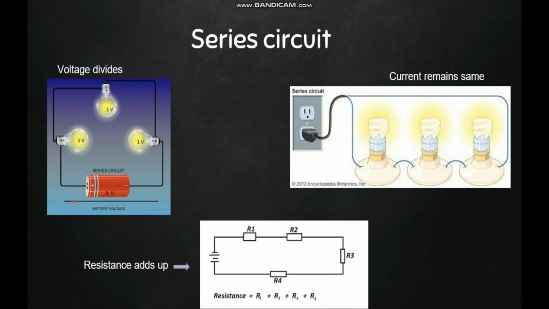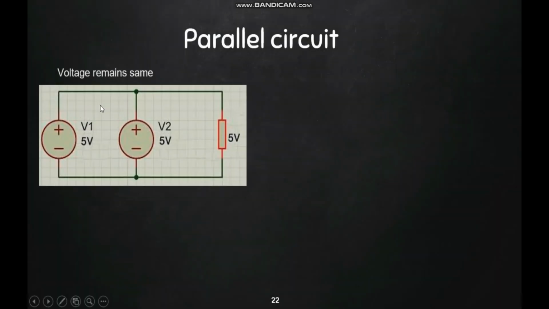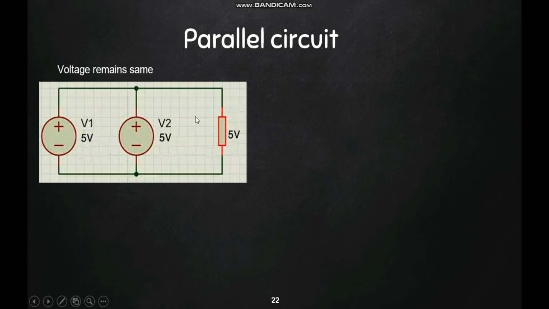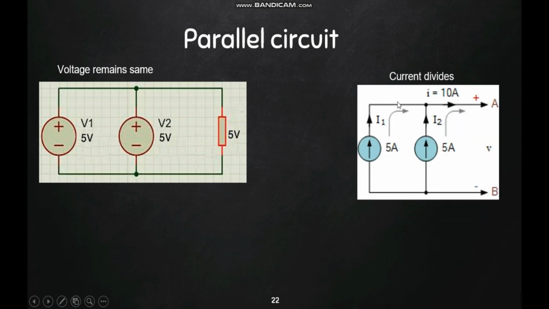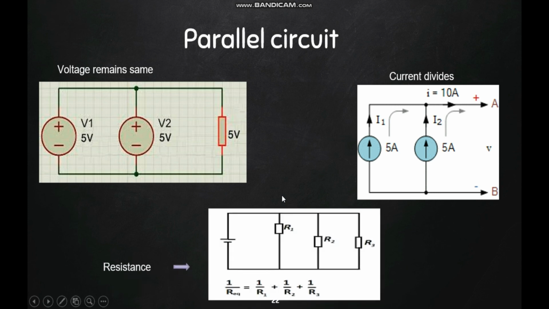Now moving on, looking at a parallel circuit. In a parallel circuit, the voltage remains the same. So the voltage across any components in a parallel circuit remains the same. And current actually divides in a parallel circuit. And looking at resistance, this is how we add resistance in a parallel circuit.